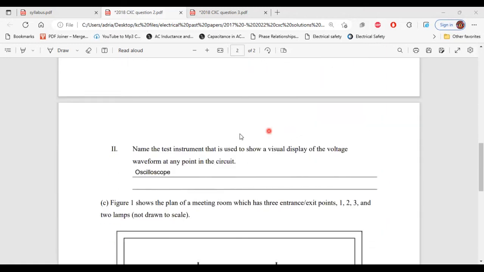For part two, it says name the test instrument that is used to show a visual display of the voltage waveform at any point in the circuit. So this test instrument is called the oscilloscope. So that's it for part two of B.